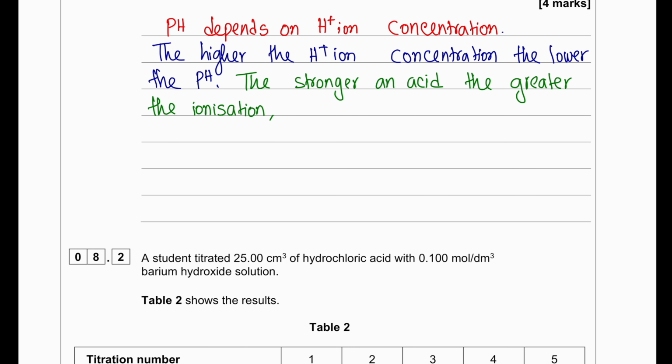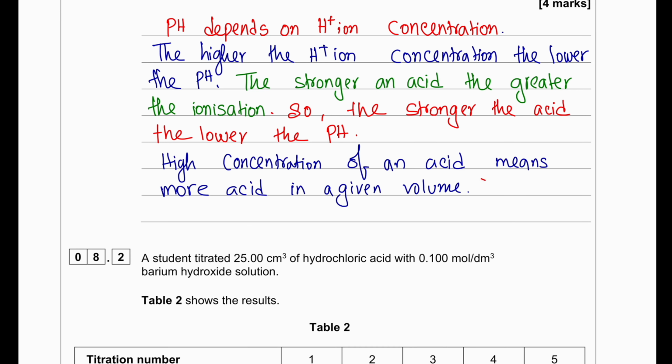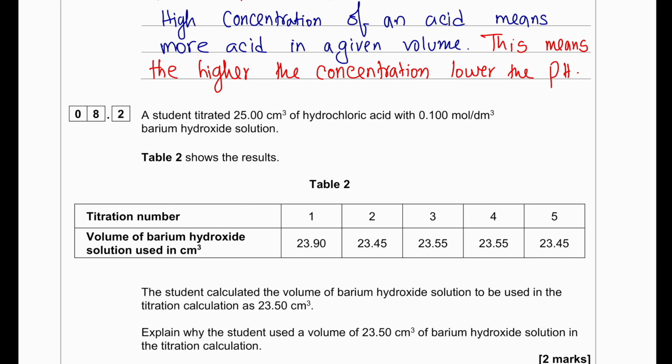And we need a higher concentration because the higher the concentration of an acid, the more H+ ions it can produce in a small volume of solution. So the higher the concentration of H+ ions, the lower the pH. So both strength and concentration of acid are important when we want to have a lower pH.